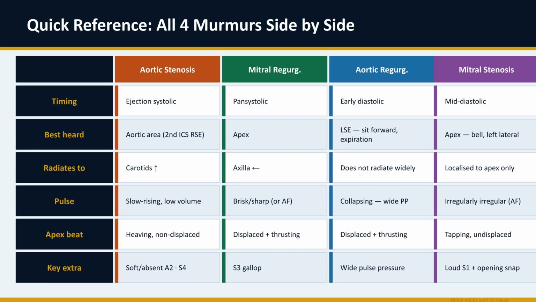This quick reference table compares the key features of the 4 main murmurs: aortic stenosis, mitral regurgitation, aortic regurgitation, and mitral stenosis, covering timing, best heard location, radiation, pulse, apex beat, and key extra sounds.